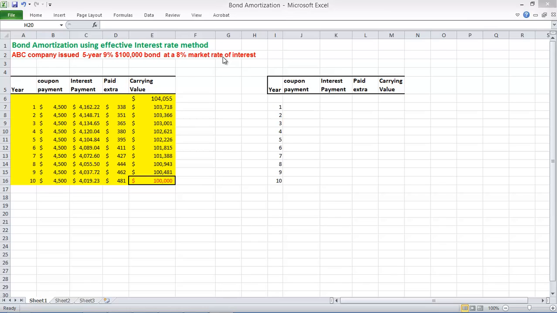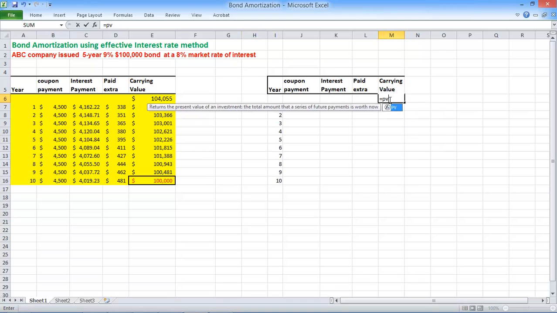The first thing we have to realize is that our bond is paying only a 4.5% semi-annually compounded coupon payment, but the market wants only 8%. So our bond will be selling at a premium. And finding the present value of the bond is extremely simple. All you've got to do is do this present value here.